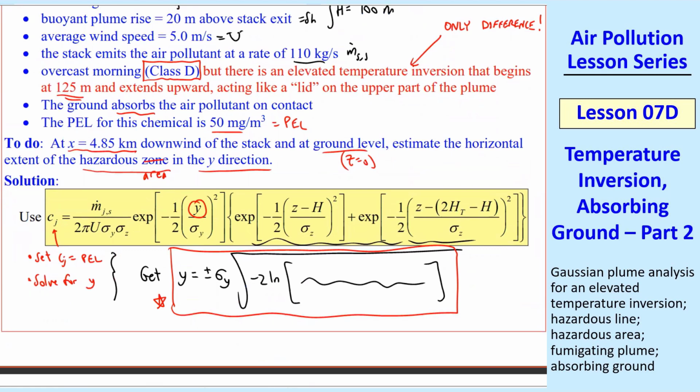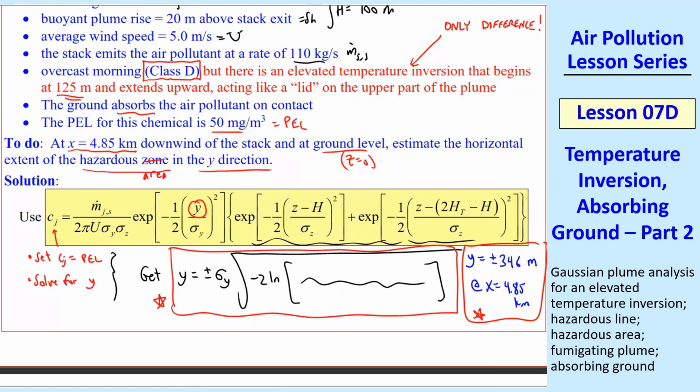And for this particular problem, make sure you can get these answers with my numbers. So I get y equal to plus or minus, to 3 digits, 346 meters at our x of 4.85 kilometers. So that's our answer. And that's the extent of the hazardous area. Remember, on the quizzes, if I ask a problem like this, I will just ask for the half width.